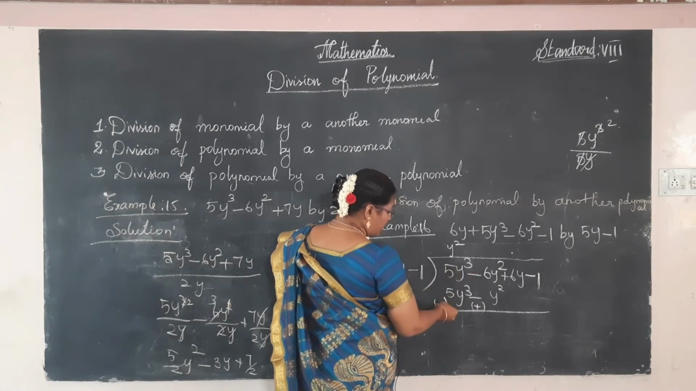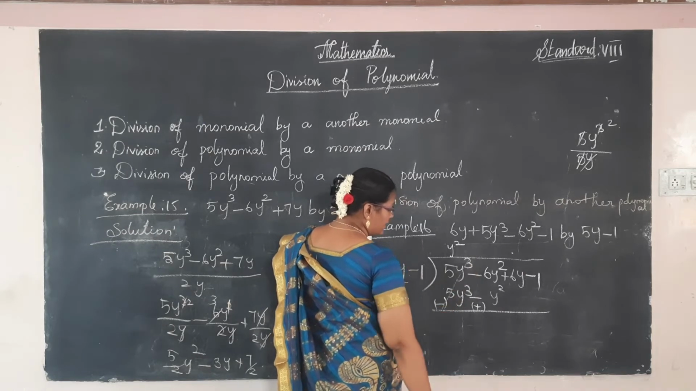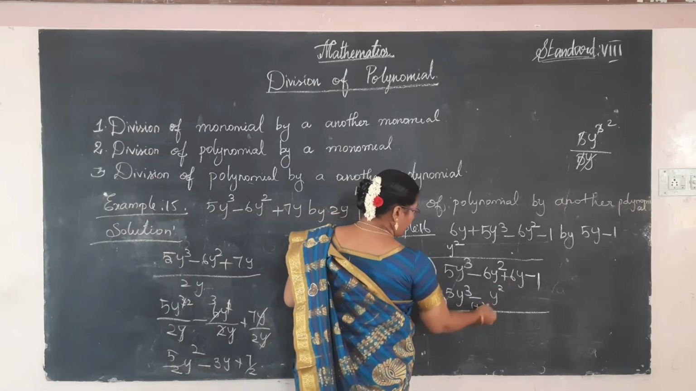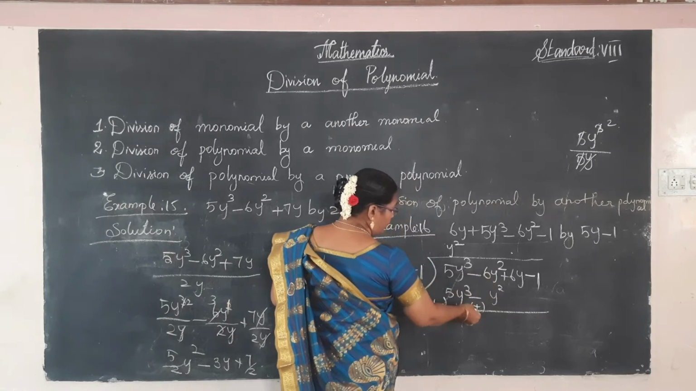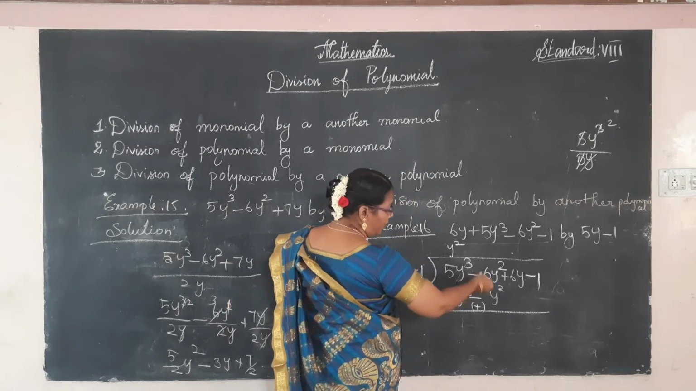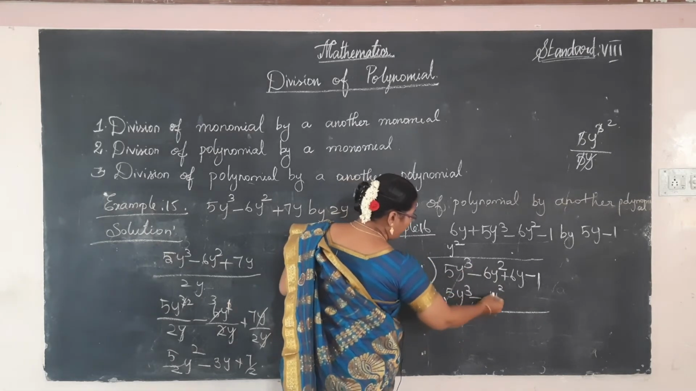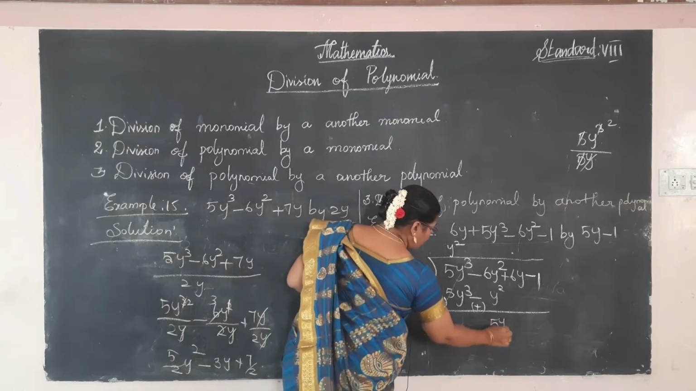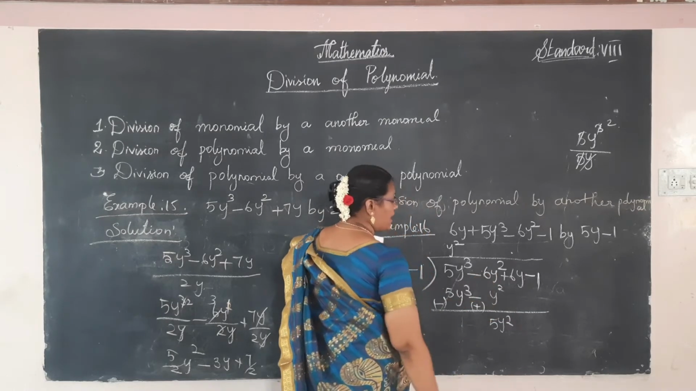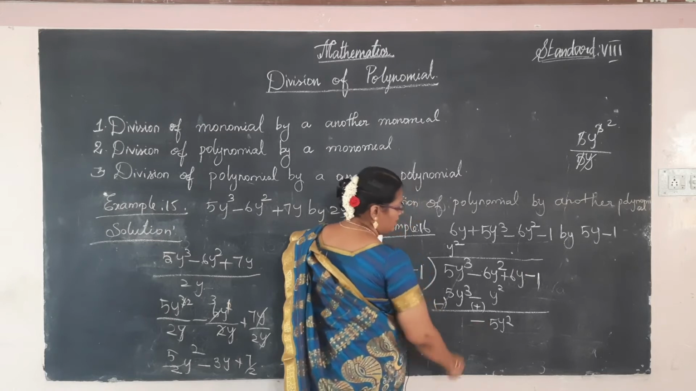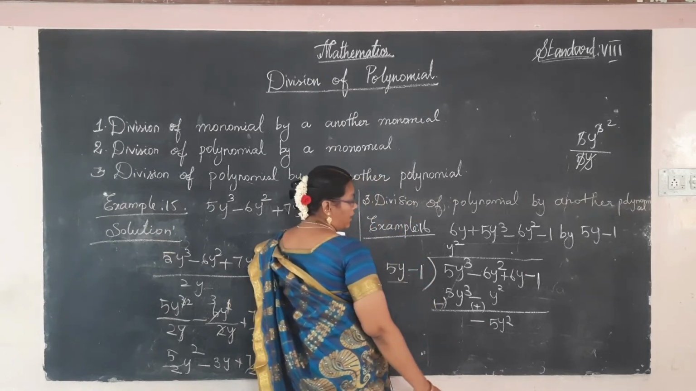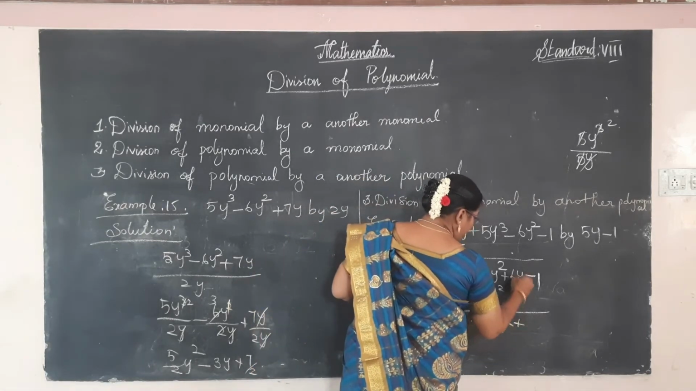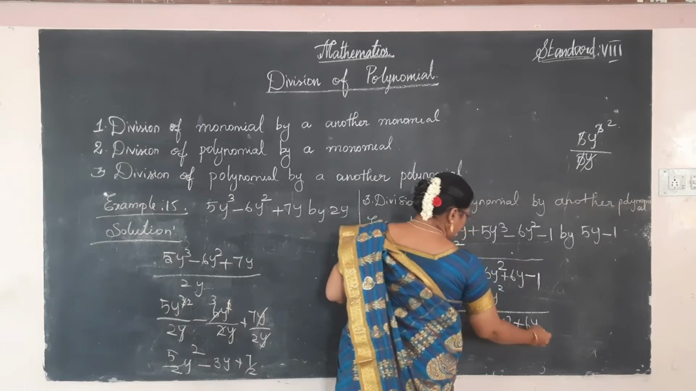Here plus and minus, so this term will be cancelled. Here minus 6y squared plus y squared: two different signs, so subtract and put the sign of the greater number. Subtracting gives 5y squared, and the greater is 6, so minus 5y squared. Now bring down the next term, plus 6y.